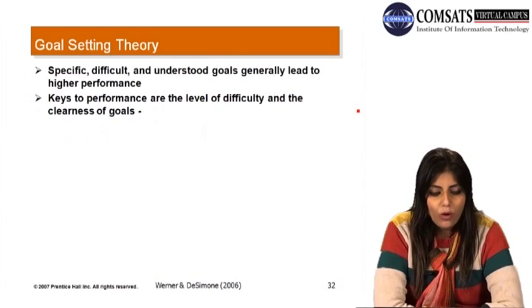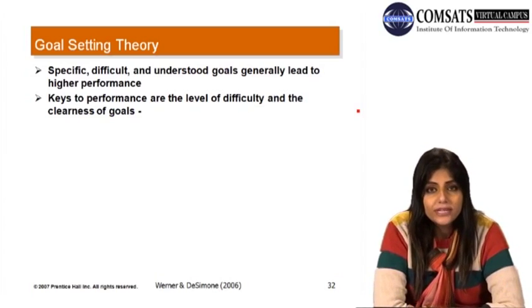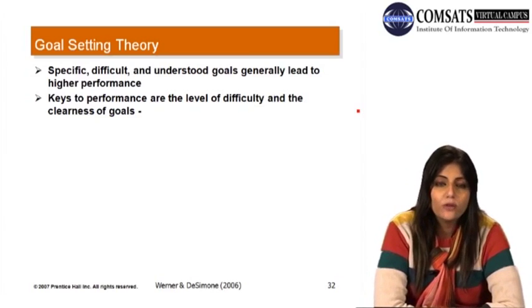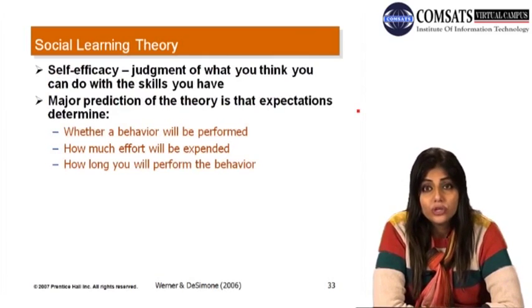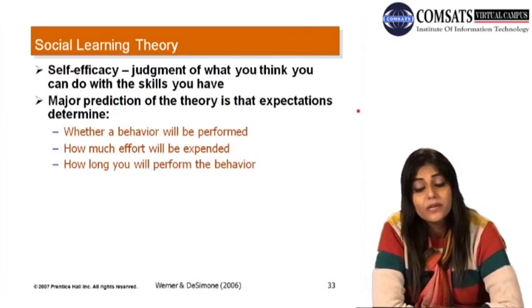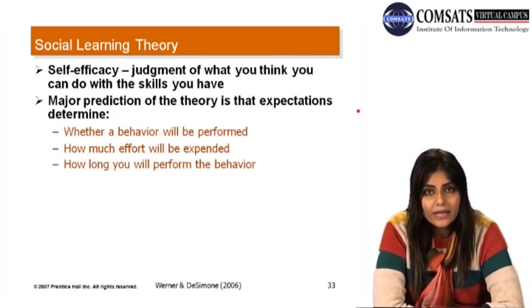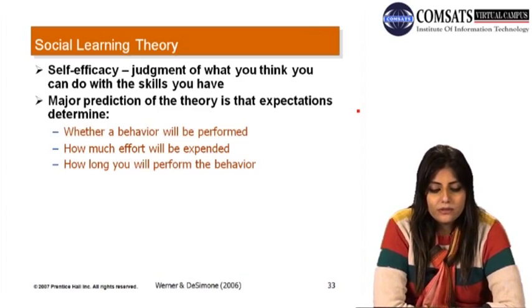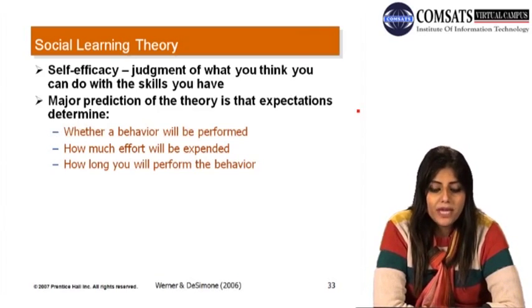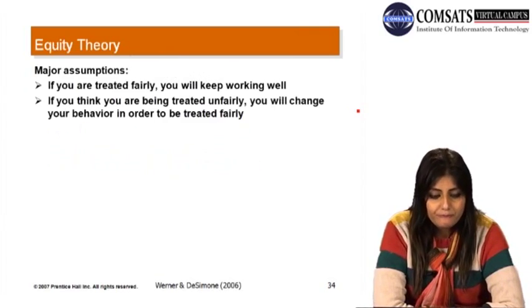If I just move forward, I just explained to you expectancy theory a little bit again, and about the goal setting theory, as I told you earlier, that it's about the setting of the goals, that the difficult goals you set will lead to higher performance. Then we discussed the social learning theory, in which the concept of self-efficacy was given by Bandura, and I already told you the different determinants of this self-efficacy. And we saw that there are different predictions of the theories, that expectations undermine whether a behavior will be performed, how much effort will be expended, and how long you will perform the behavior.